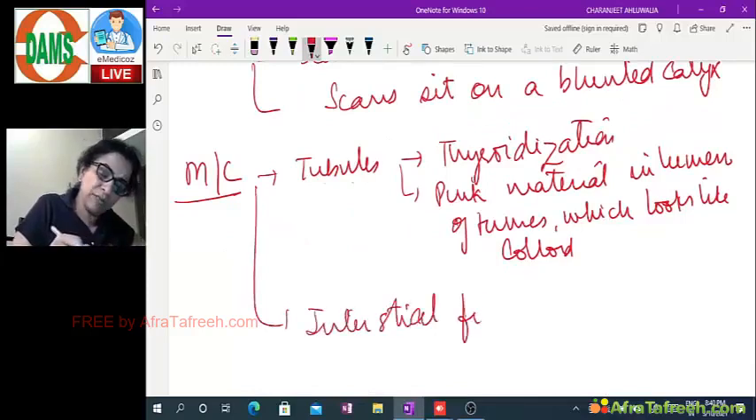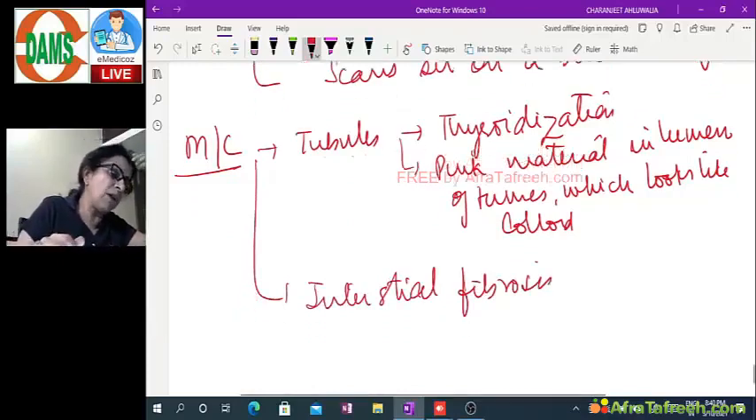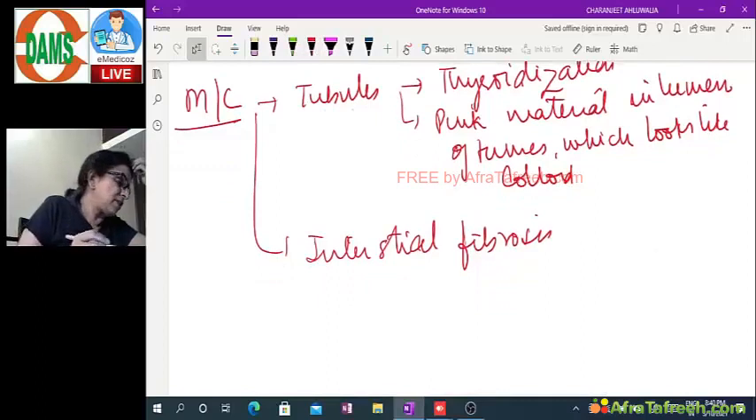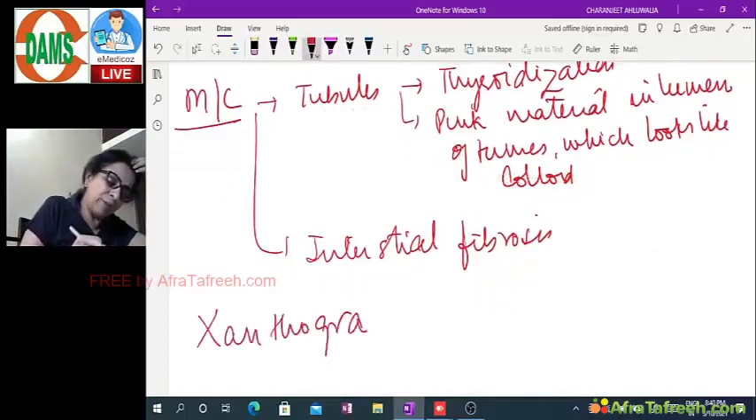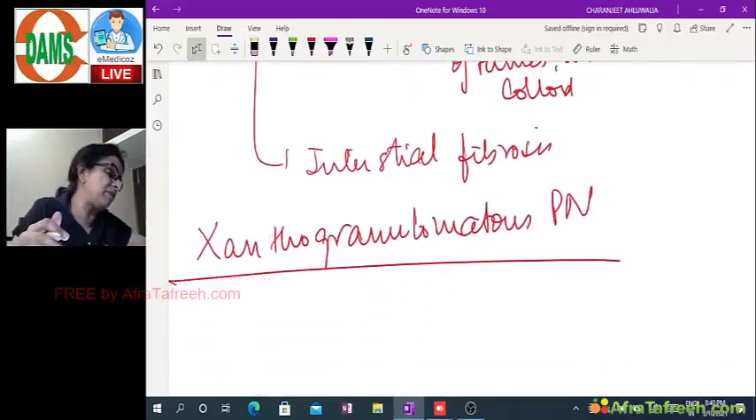There's interstitial fibrosis. That is why the kidney becomes small and contracted. Now, there's a special type of chronic pyelonephritis called xanthogranulomatous pyelonephritis.